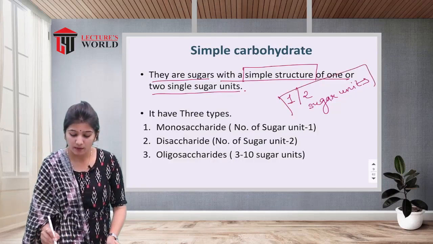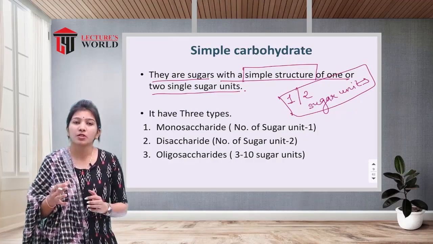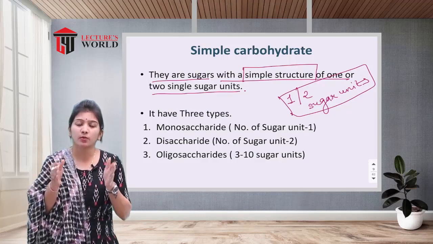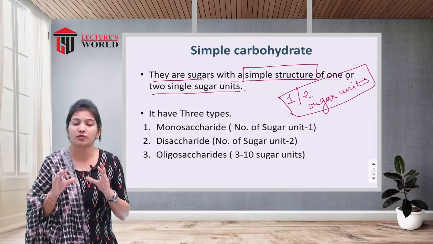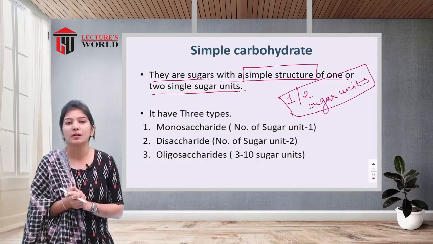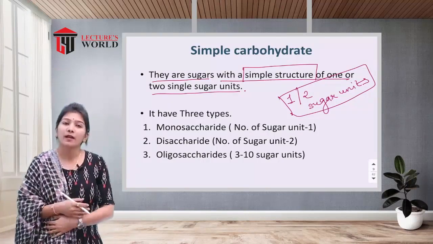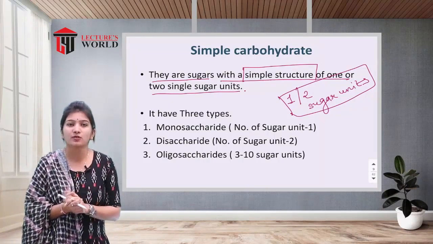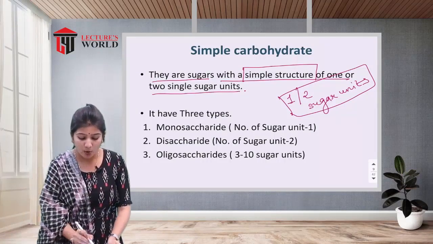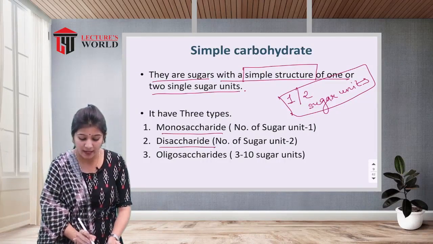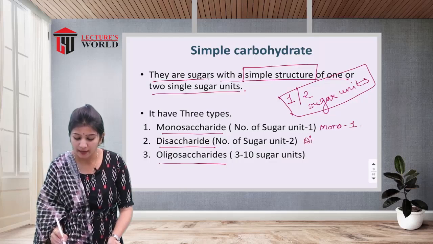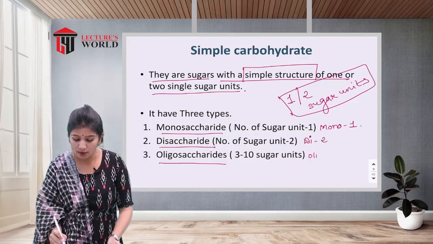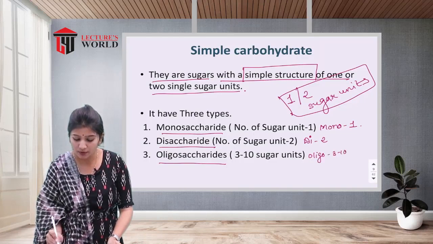This makes the simple composition. If in the unit of carbohydrate there are one or two sugar units, that makes the simple structure. Because of that reason it is known as a simple carbohydrate. As we discussed in a previous slide, it also has three types: monosaccharides, disaccharides and oligosaccharides. Mono means 1, di means 2, and oligo has 3 to 10 sugar units.